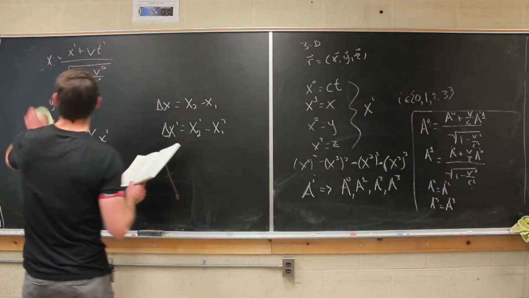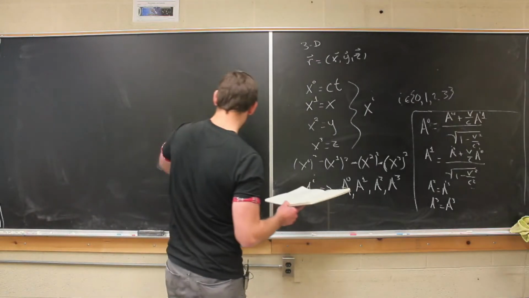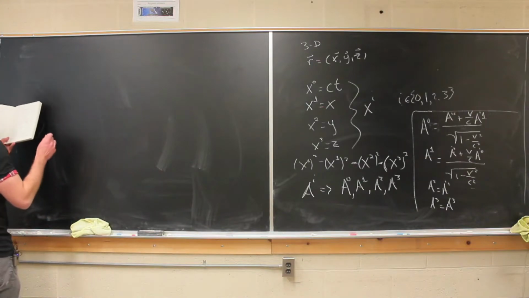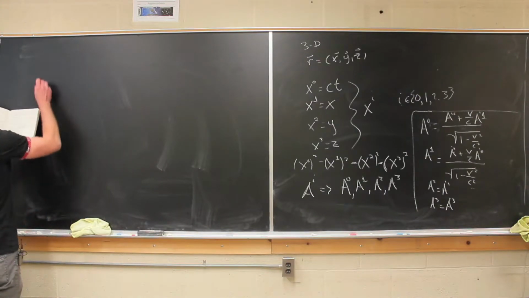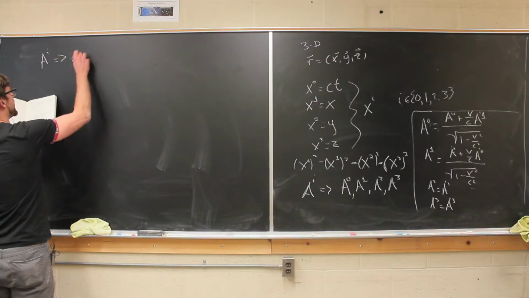Now we're going to introduce some important terminology that I'm sure you've all heard, like covariant and contravariant. When we have an index upstairs, we call that contravariant.